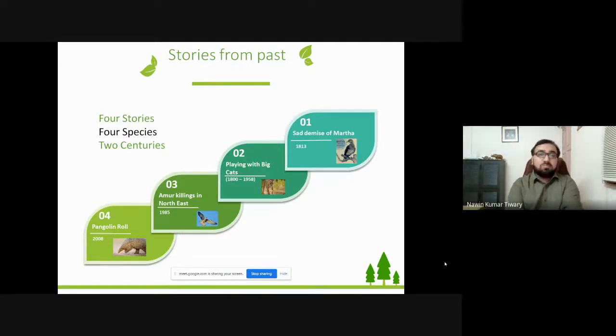So, stories from the past. As we all know, we should definitely learn a lot from what we did in the past and what wrongs we did, to get some idea of what policy interventions and scientific interventions should have been implemented at that point of time, so that all these things should not have happened. In the first part, we'll have four stories of four species from 2 centuries. And I've just chronologically arranged those four stories.